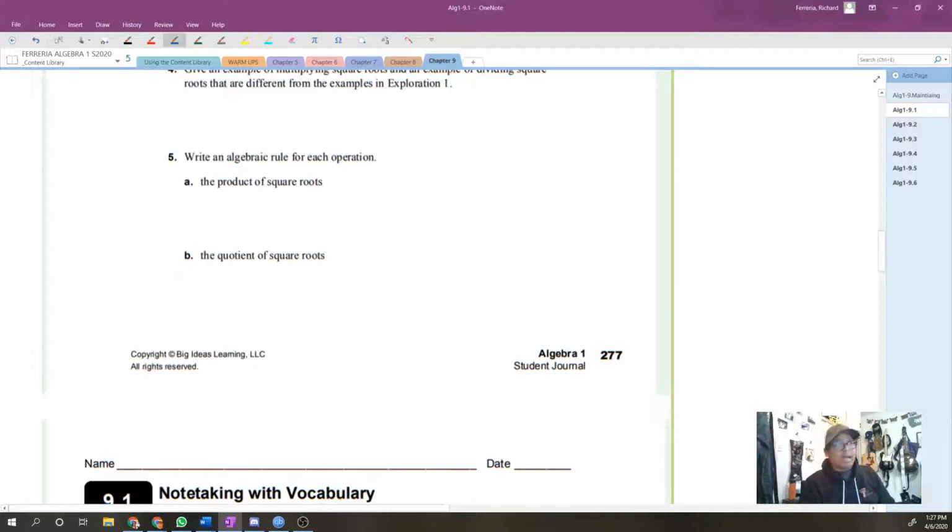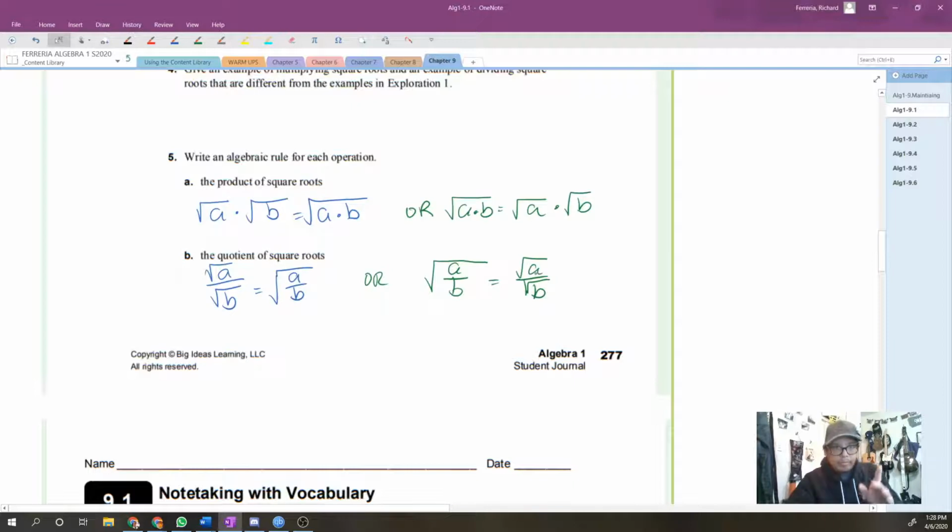For number 5, we have algebraic rules for each operation, and this is basically what they had written in the previous page, which was, of course, the square root of a times the square root of b is equivalent to the square root of a times b. But I think it's really important to know that that fact can be used in reverse. In other words, the square root of a product of a and b is the same thing as the square root of a times the square root of b. In fact, that's how we're going to use it mostly.